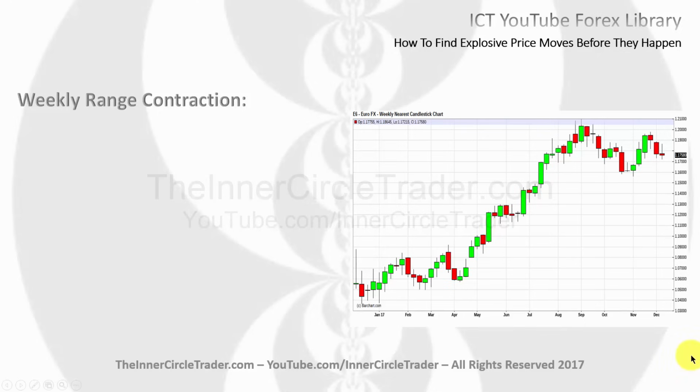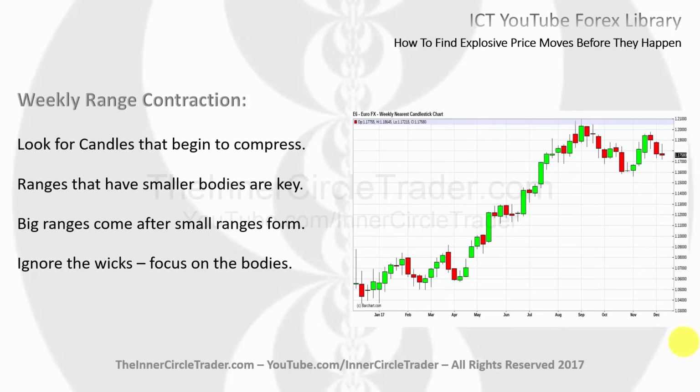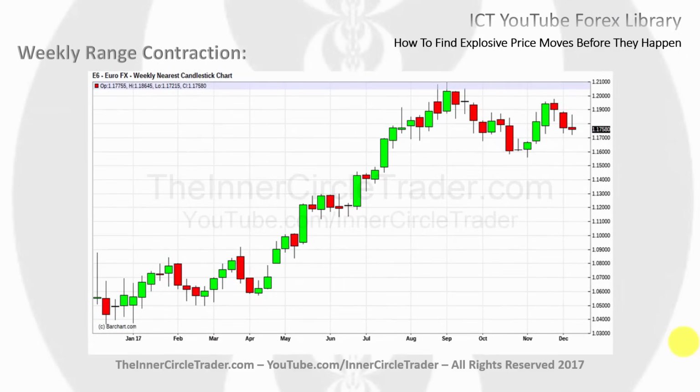Okay, so the weekly range contraction. We're going to be looking for candles that begin to compress. Ranges that have smaller bodies are key. Those are the ones that we're looking for, and we want to trade when they form. Big ranges come after small ranges form, and we ignore the wicks. We're focusing only on the bodies of the candles. Okay, so let's take a couple examples here.